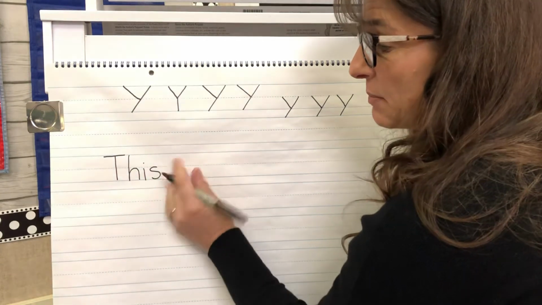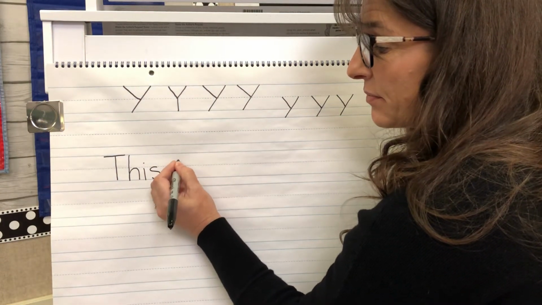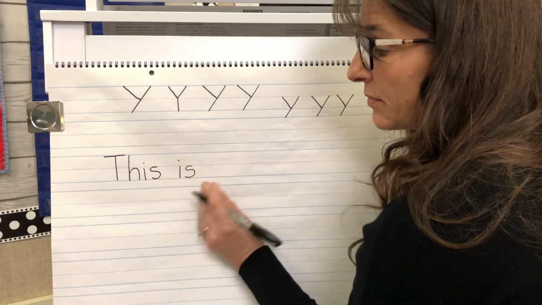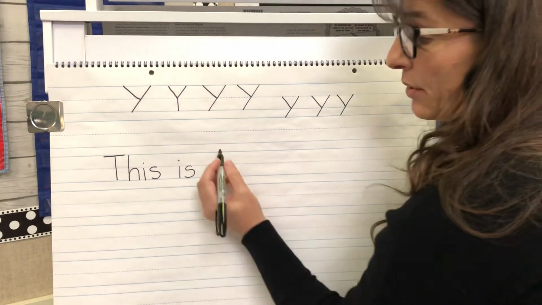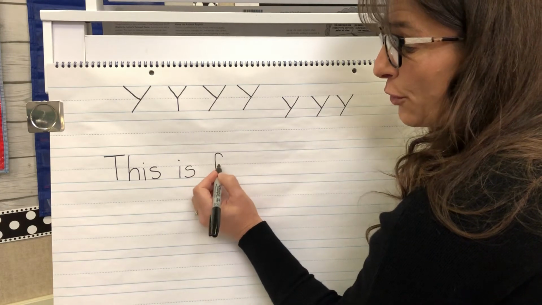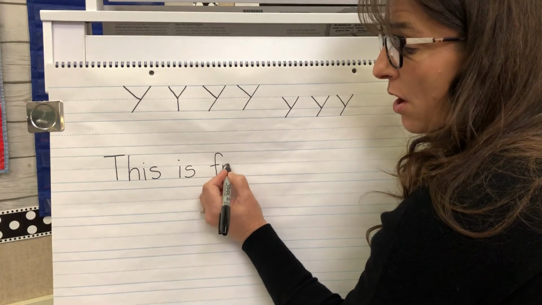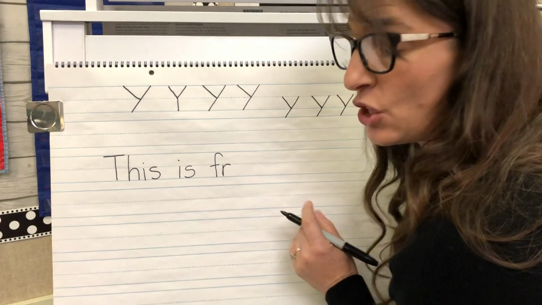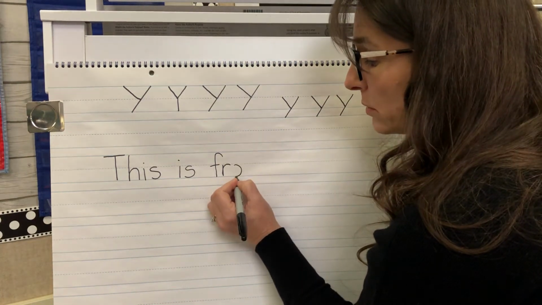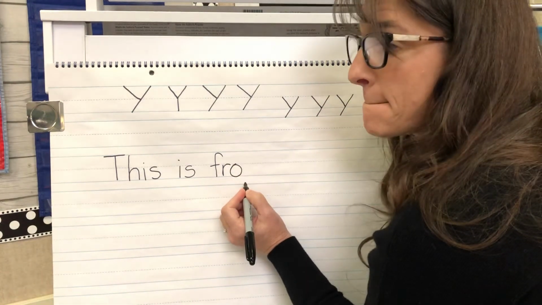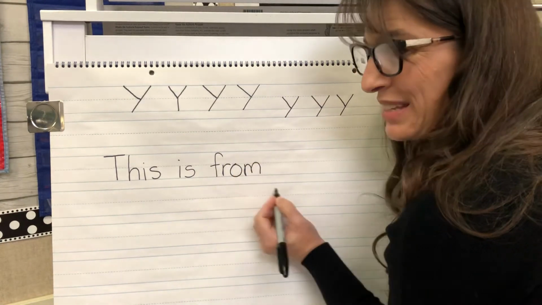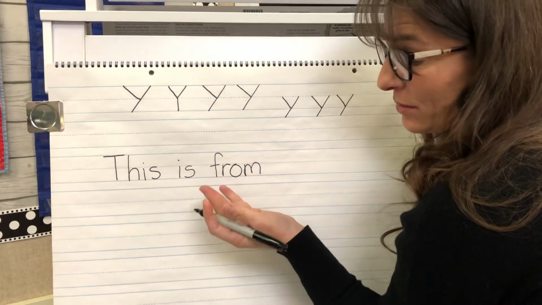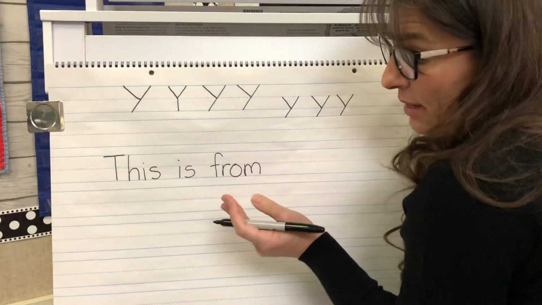This, make a space, is, make a space, from. Now that is our sight word. From. Now I know that sounds like it's a U, but it's really an O. From, it's an M. So it doesn't really sound out because that O sounds like it's a U. That's why it's a sight word.